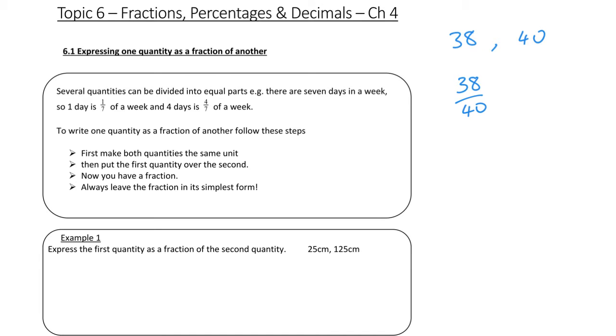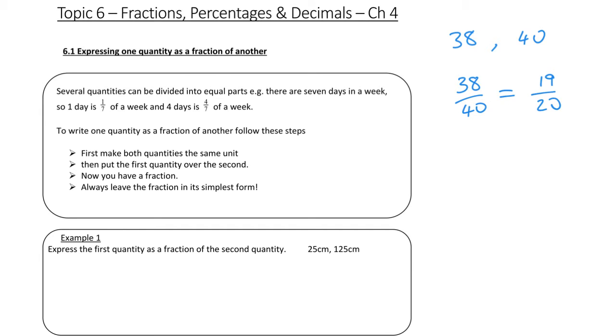So to write one quantity as a fraction of another, first make both quantities the same unit. Then put the first over the second. And then we've got a fraction. And the only thing would be to simplify it. So in my test that I scored earlier, I got 38 out of 40. We can divide top and bottom by 2 to get 19/20.